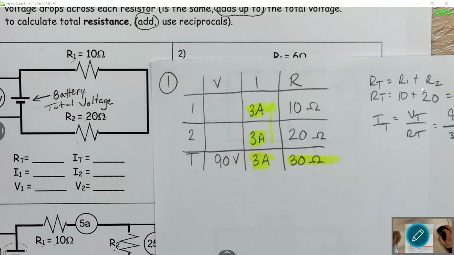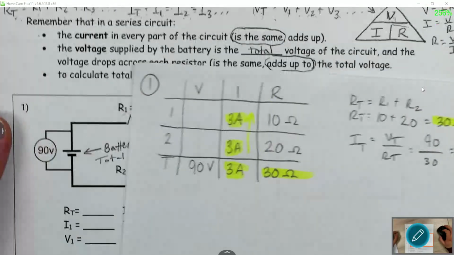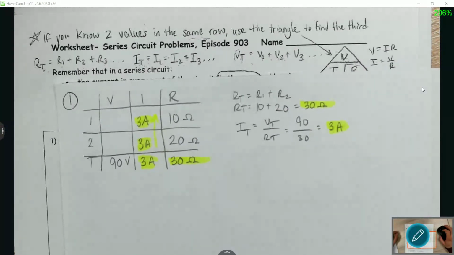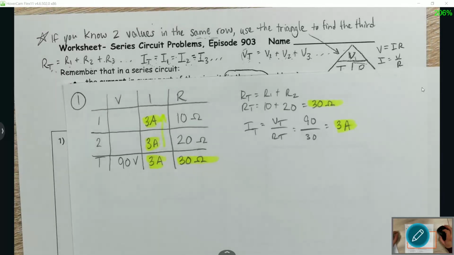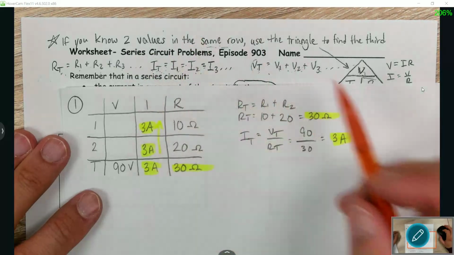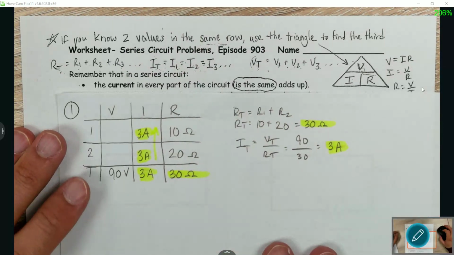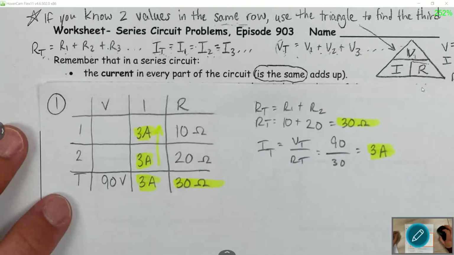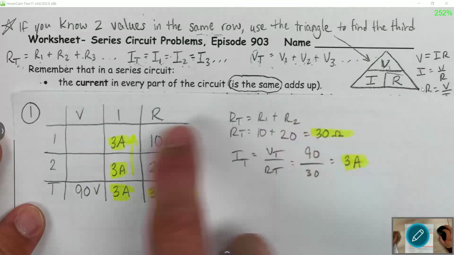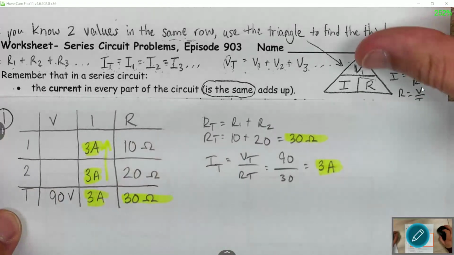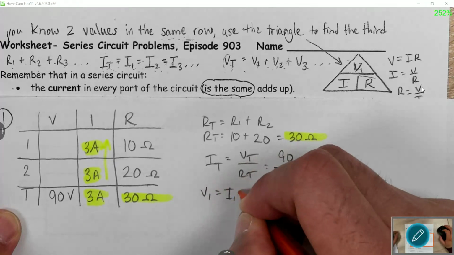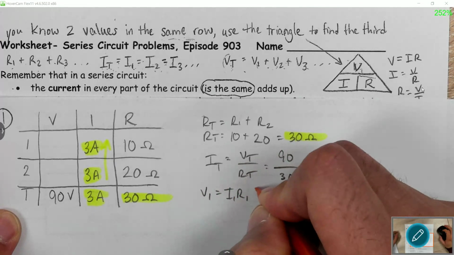Now, what can I do? If you know two values in the same row, use the triangle. So, do I know two values in the same row? Yeah, I have I1 and R1. So can I find V1? Yeah. How? Covering up V, it's I times R. So V1 is I1 times R1.